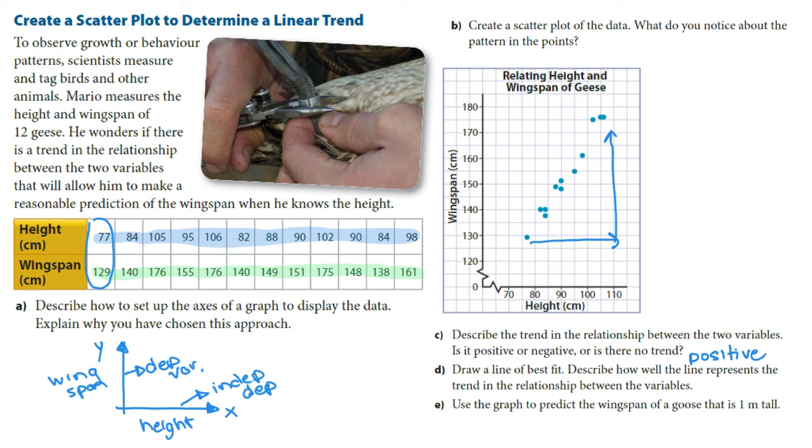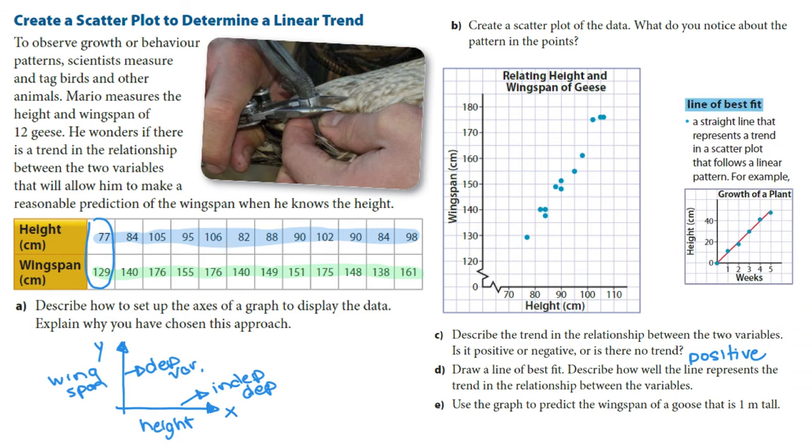Then we're asked to draw a line of best fit. A line of best fit is a line through the data. Let's bring in a definition here. It's a straight line that represents a trend in the scatter plot. What it does is it cuts through the data, and it represents the pattern as well as possible. So we can't draw a straight line and hit all of these points. They're too all over the place. But we can draw a line that kind of cuts right through the middle of these points that best represents the trend.